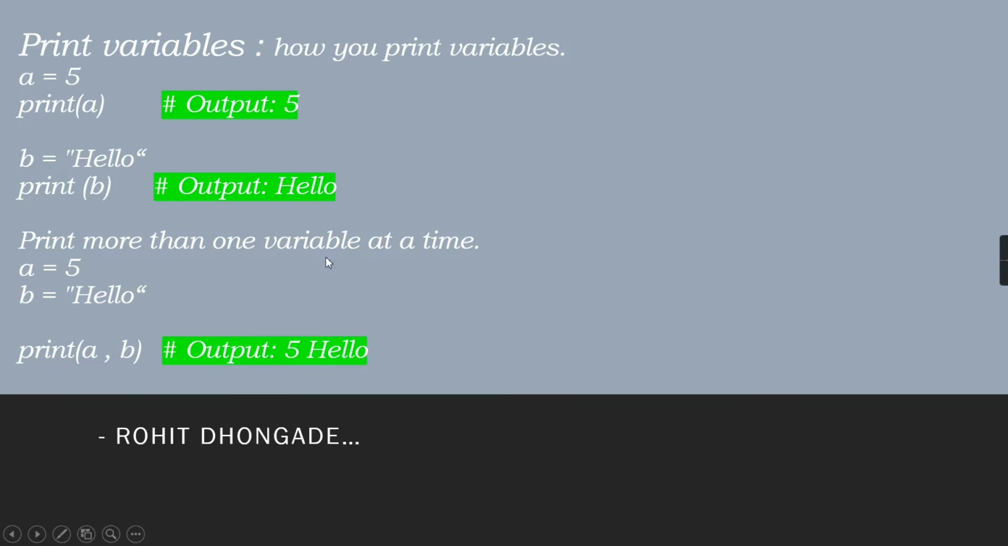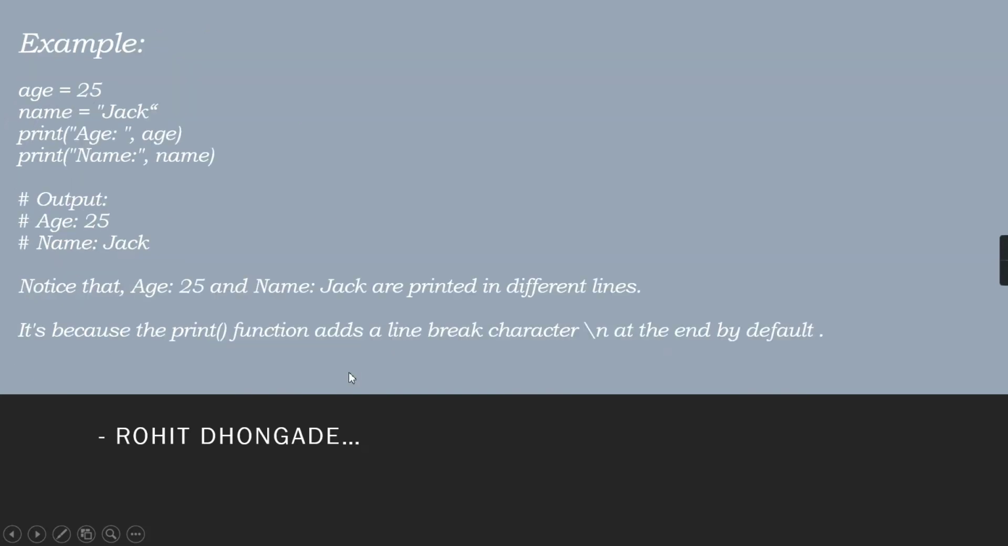Print more than one variable at a time. It is possible, we can print more than one variable at a time. So I will do a equals to 5 and b equals to hello, and I will print a comma b, so I will get output 5 and hello. There are some examples.